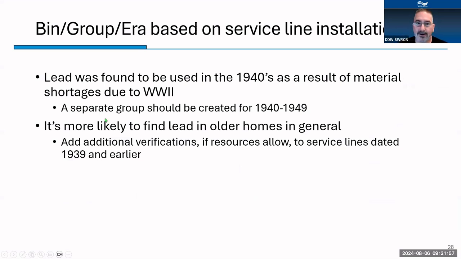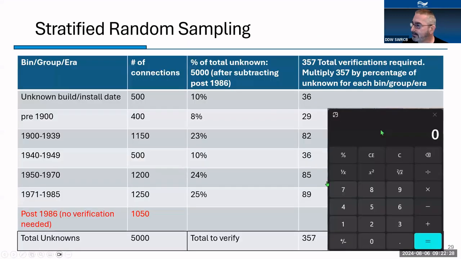While you're doing your bins, we wanted to bring up a few things. So lead was found to be used in the 1940s as a result of material shortages from World War II. So we really are asking people to do a separate group for 1940 to 1949. And lead is more likely to be found in older homes in general. So from 1939 and earlier. So we ask you, if you have the resources available, do additional verifications for those homes.